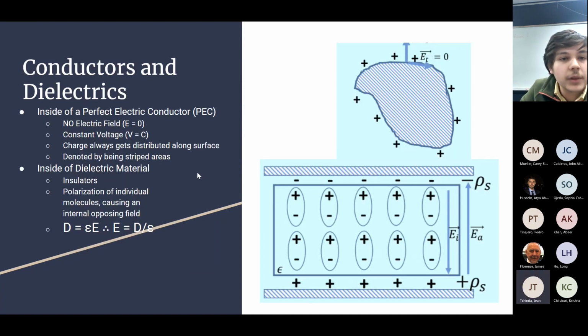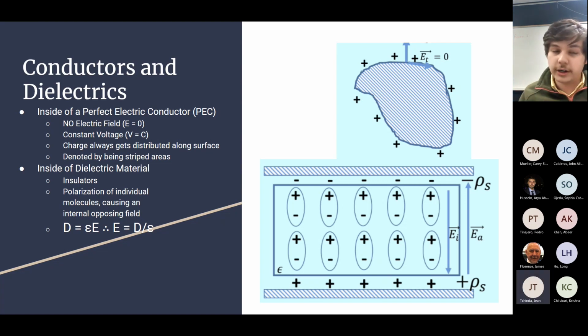Conductors and dielectrics. These are just a little bit of things to know on a conceptual level. Your electric conductors, or PECs, which stands for perfect electric conductors, are usually denoted by this stripe pattern. And inside of them, there's not going to be an electric field. You're going to have a constant voltage.